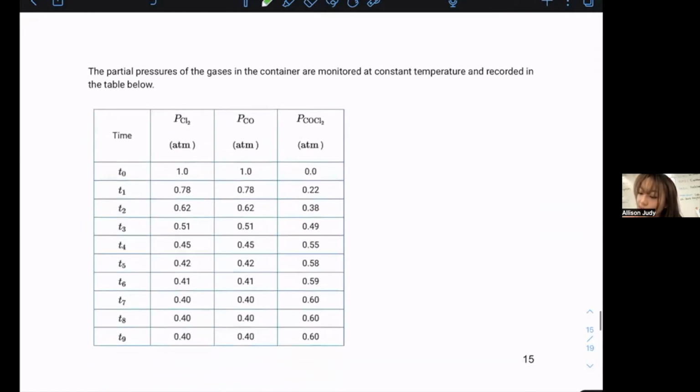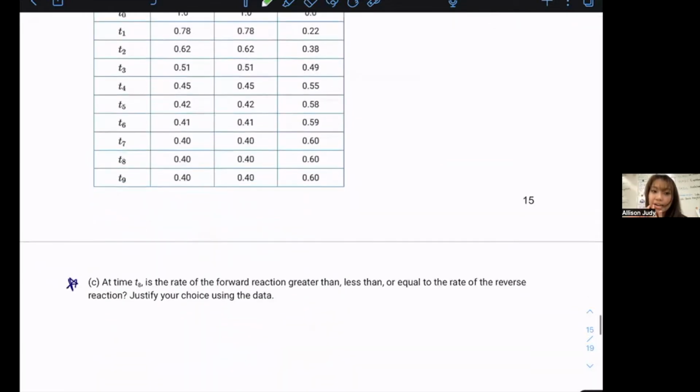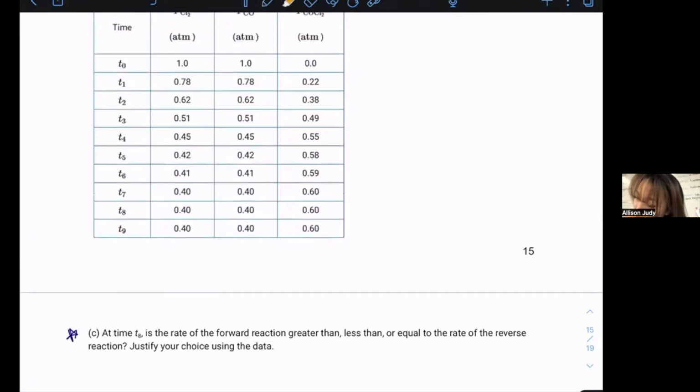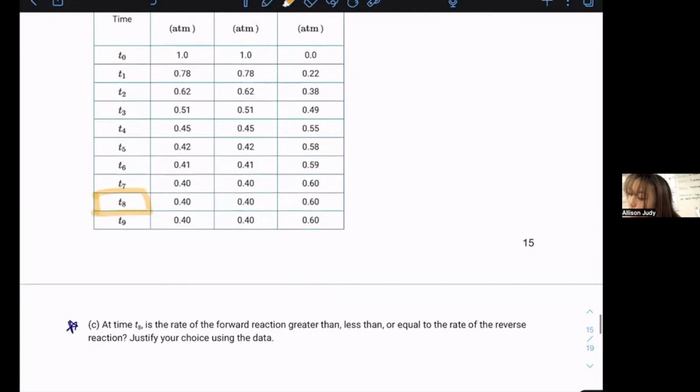So these are at time 0, we see the partial pressure for each of the following reagents as recorded. And we say, okay, at time T8, is the rate of the forward reaction less than, greater than, or equal to the rate of the reverse reaction? And how would you know?